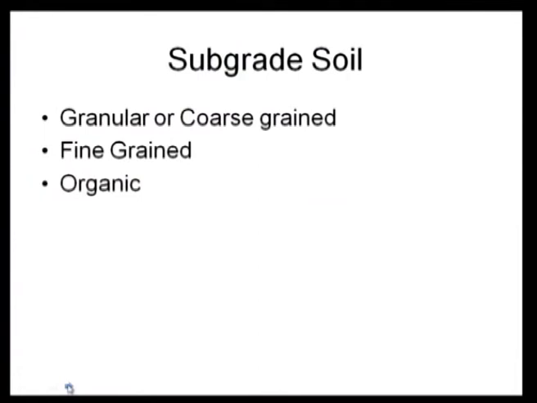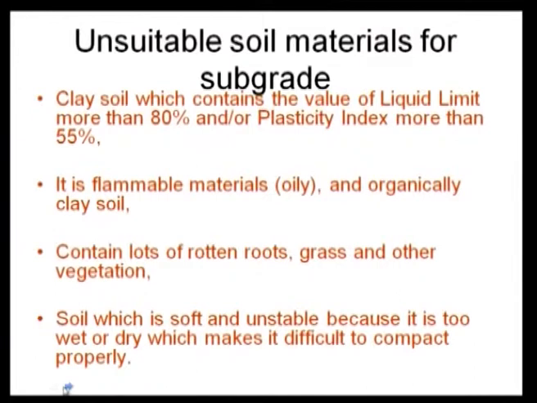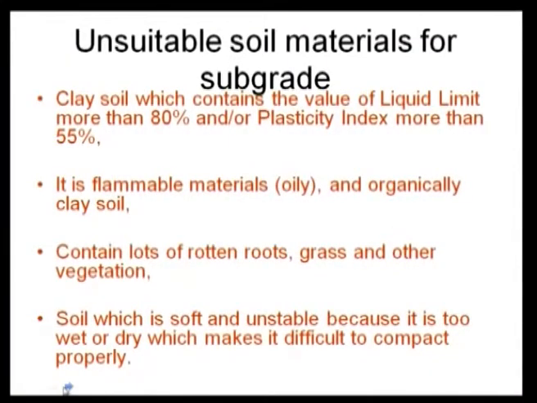Subgrade soil may consist of granular or coarse grained, fine grained or organic. Now, what are the unsuitable soil materials for subgrade? That means this soil should not be considered. Number one, clay soil which contains a liquid limit of more than 80% and or plasticity index of more than 55%. In that case it is unsuitable soil material for subgrade.